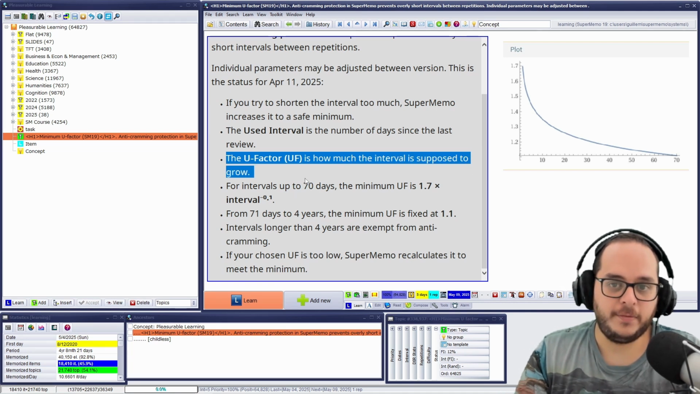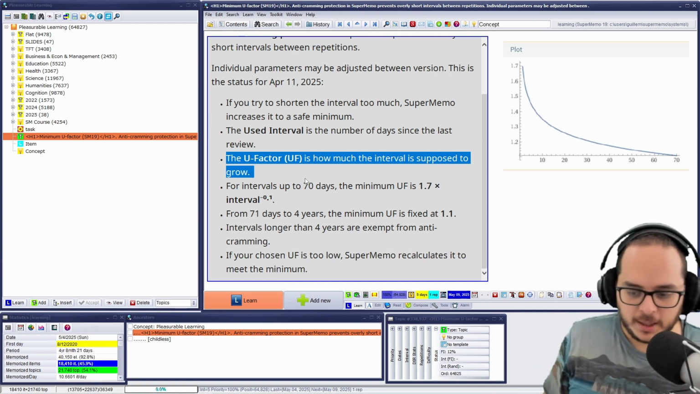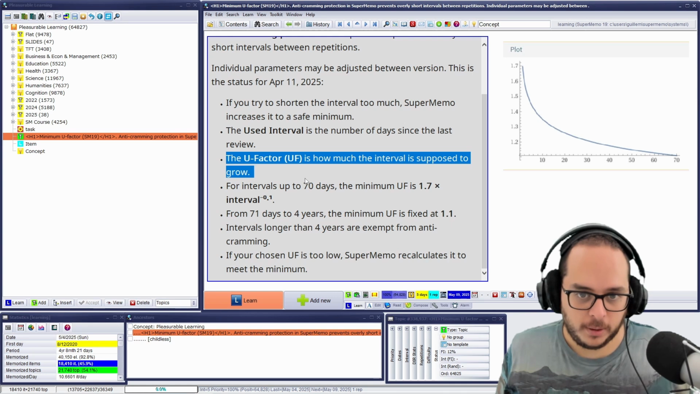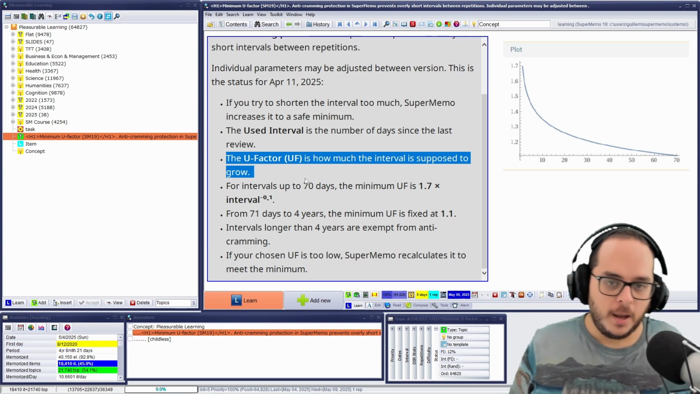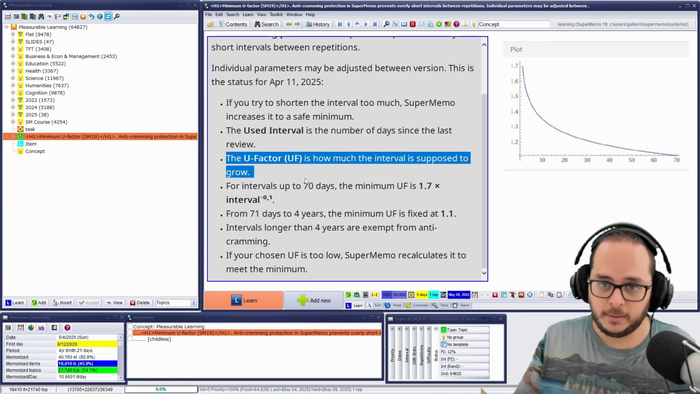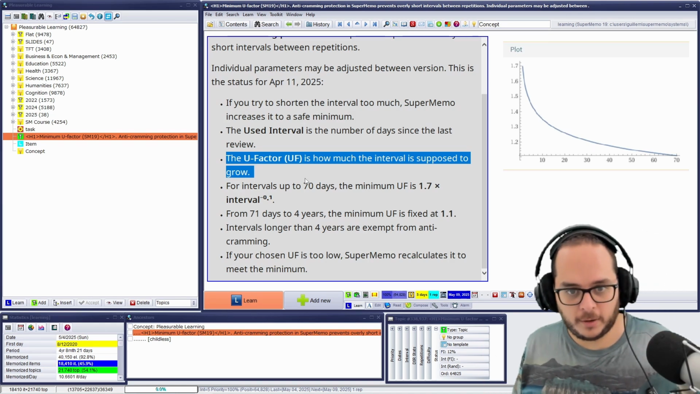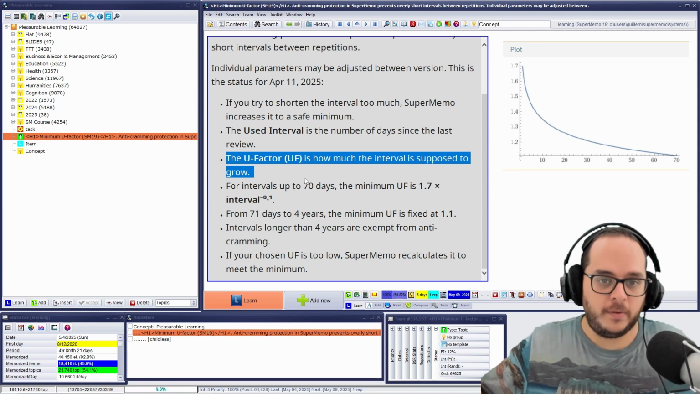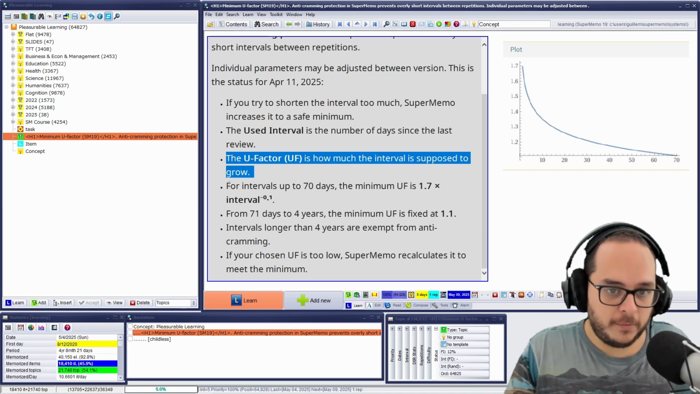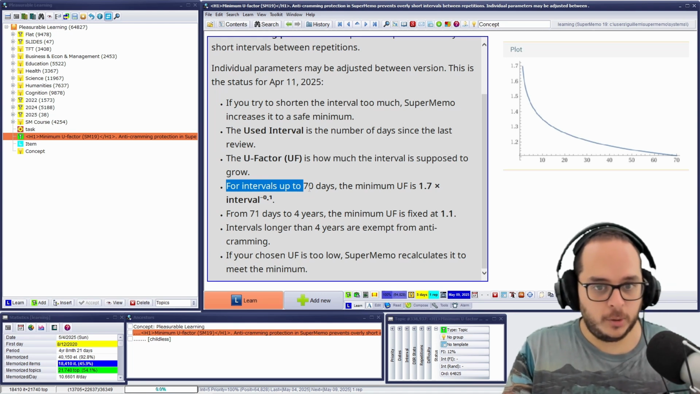It's like the A factor, which is obsolete now for items, but more or less, to simplify, it is the ratio between the current interval and the previous interval. If the first interval is 2 days and the next interval is 10, then the U factor is 5, because the interval has grown 5-fold. Awesome.